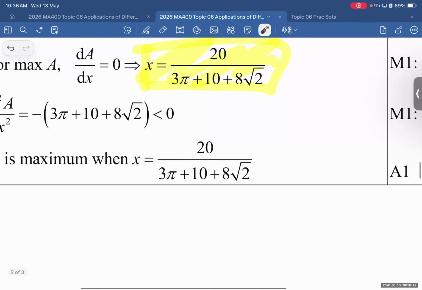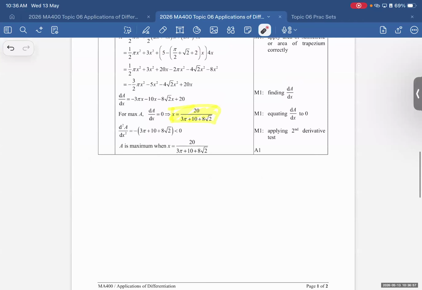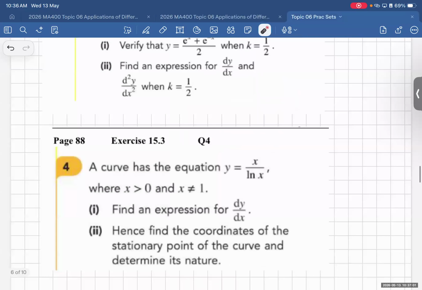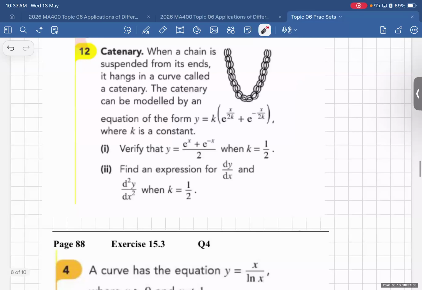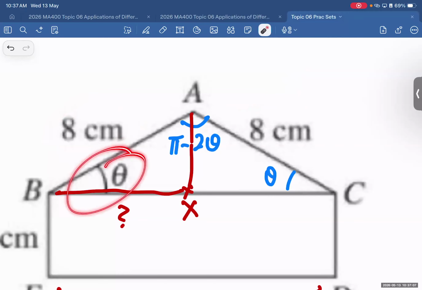Okay, you need to put plus C where C is an arbitrary constant. All the C's you need to put. Pi minus 2 theta. So you see, one fun fact. If this is 8, this is also 8, right? This is an isosceles triangle. This is 8, this is theta.